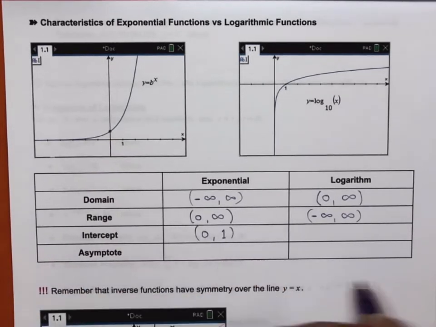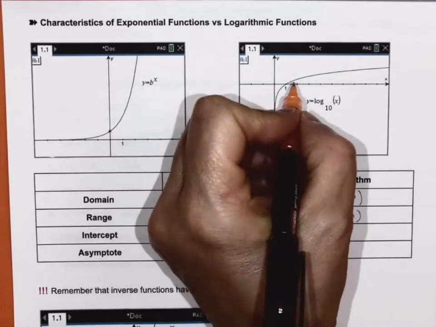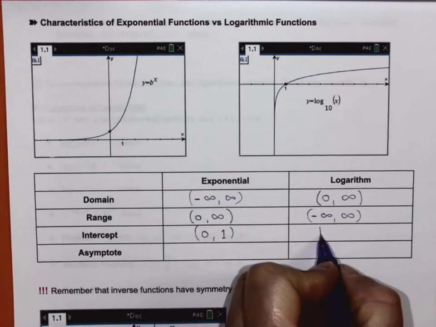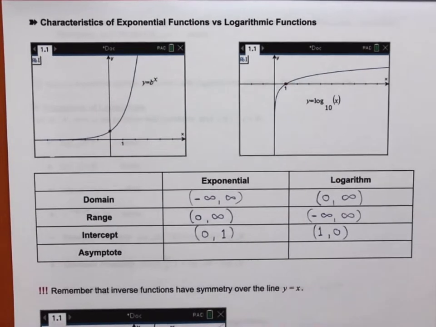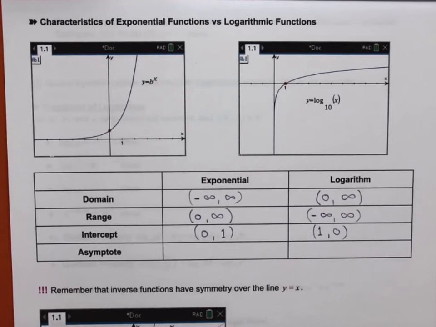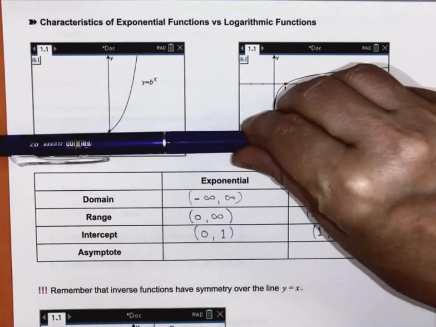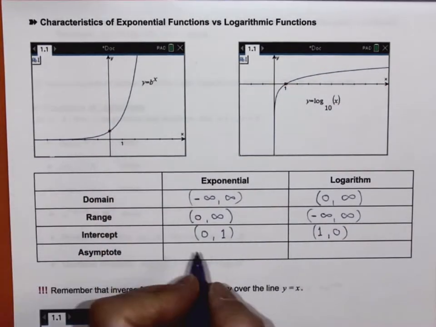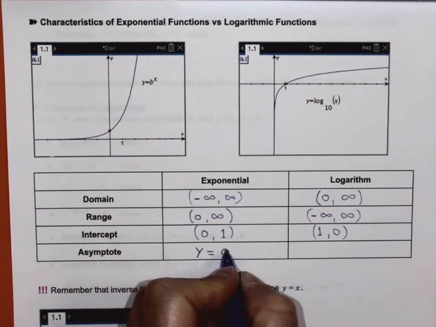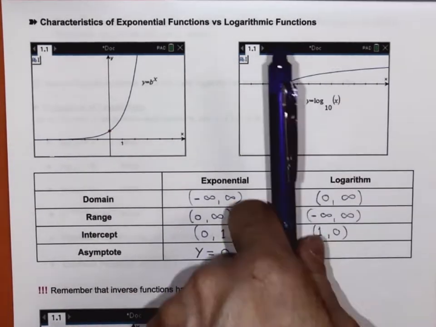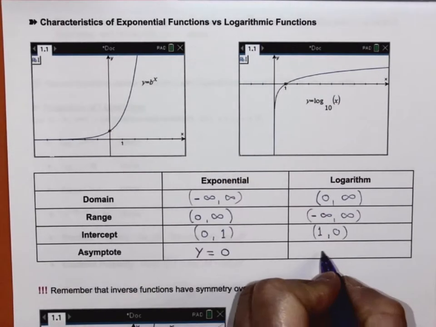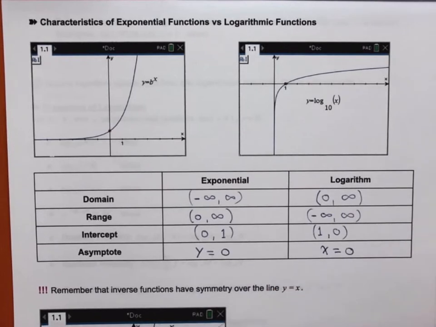Now let's look at the logarithm. This one is going to be at (1, 0). I think you kind of see where I'm getting at, right? Now let's look at the asymptotes. The exponential graph has a horizontal asymptote, so that will be a y equals a number equation, right? And the horizontal asymptote is at 0, so the equation will be y equals 0. The logarithm has a vertical asymptote, so that equation will be x equals a number, and it will be 0, so x equals 0.